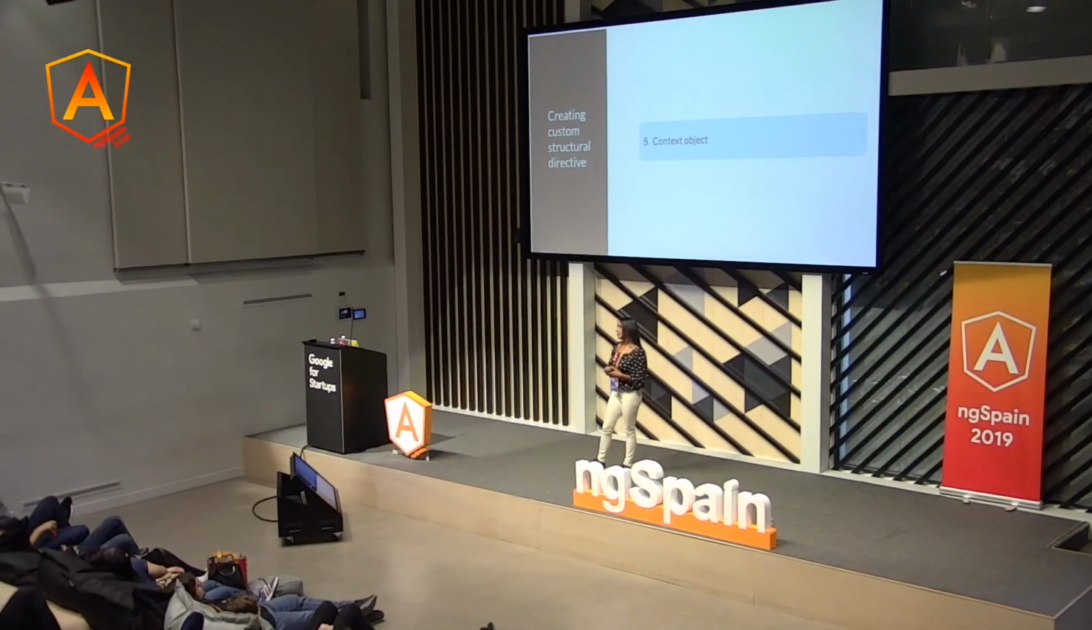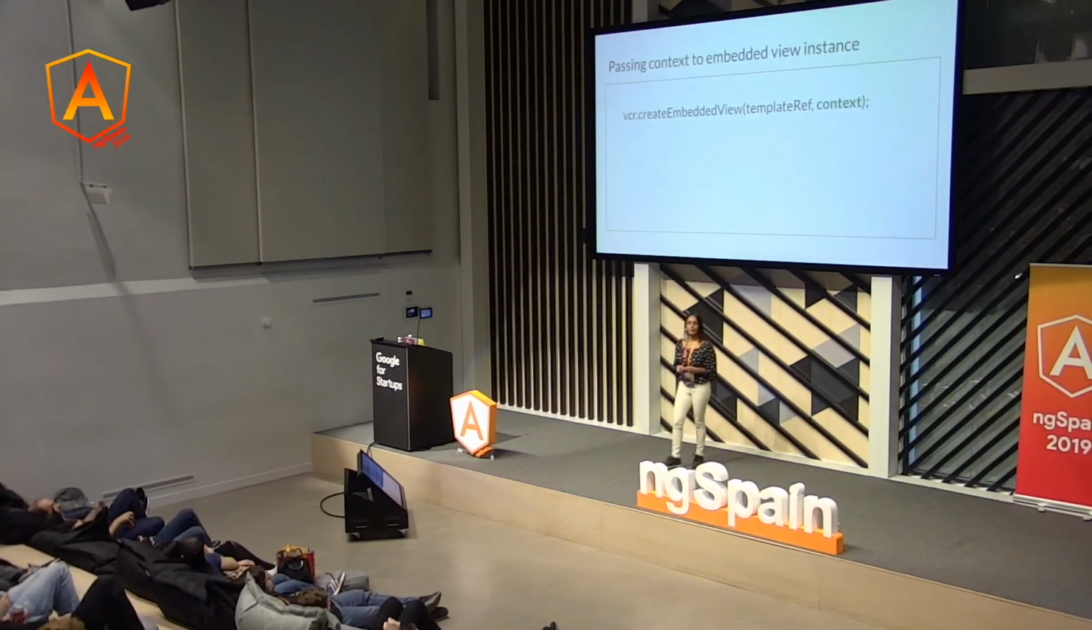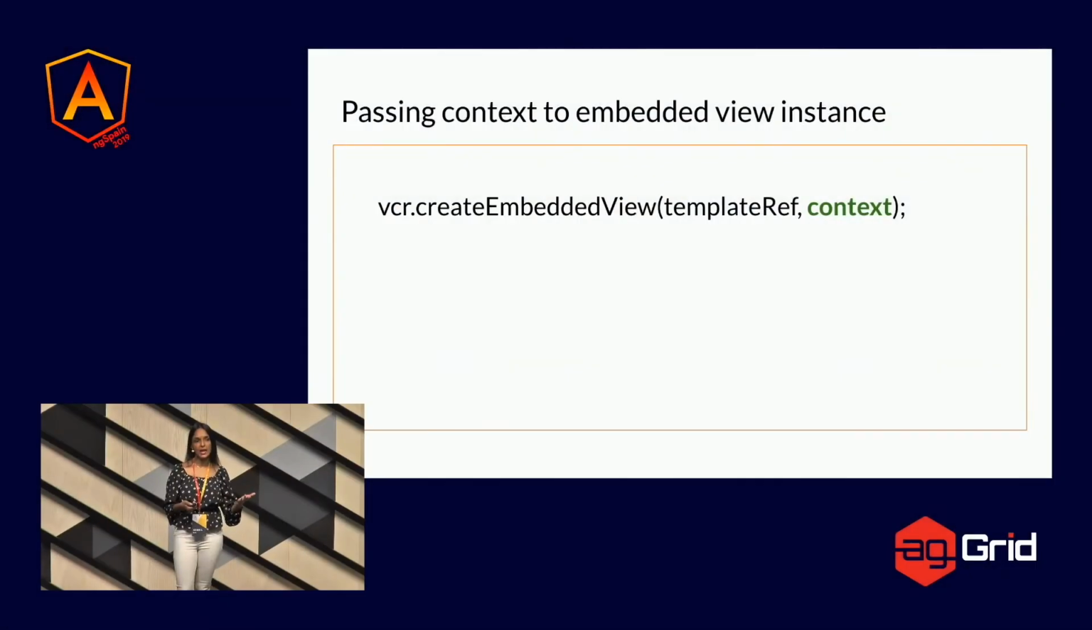Okay, so now we've passed the data to structural directives. How does the structural directive share its state and the methods that it wants to expose to the embedded view? It uses the context object. So when creating the embedded view, the structural directive can pass a context object whose properties will have the state and the methods that the structural directive wants to make available to the embedded view.